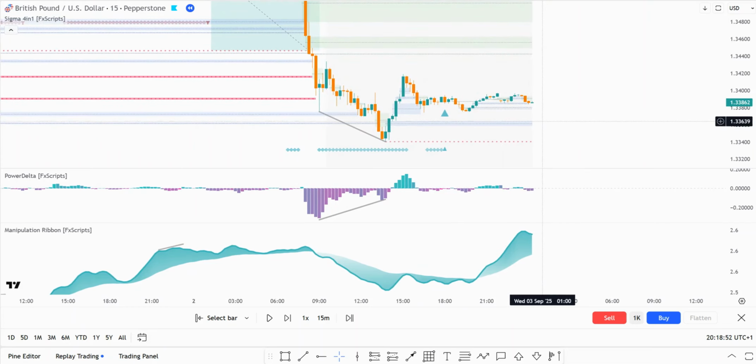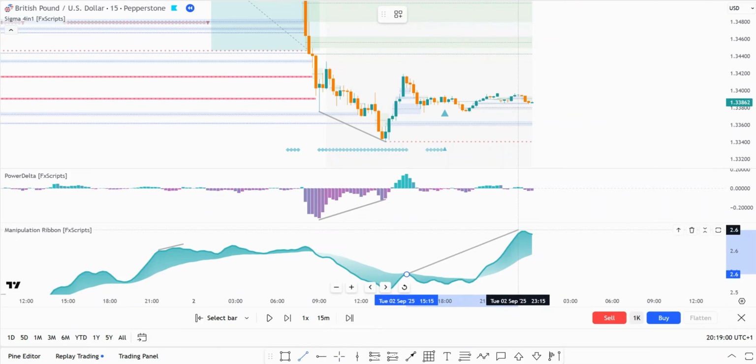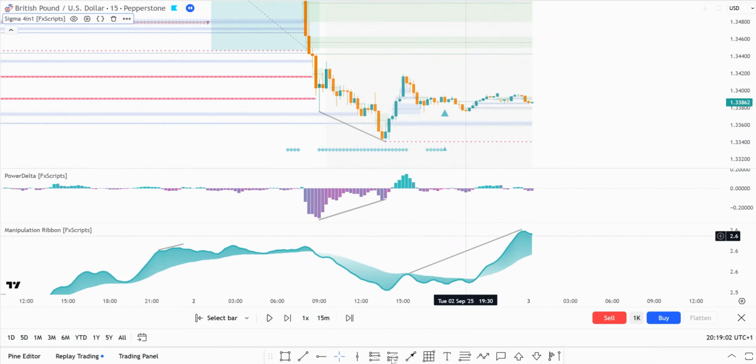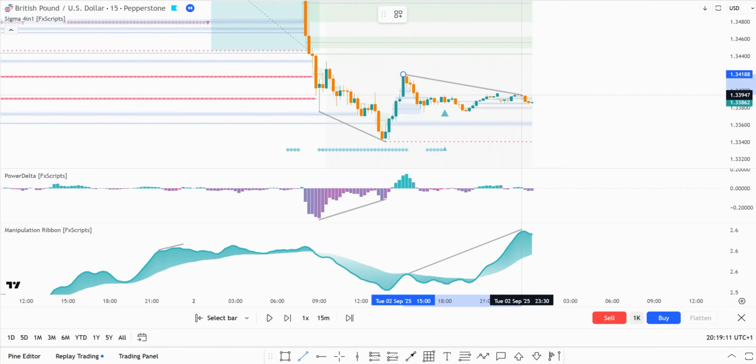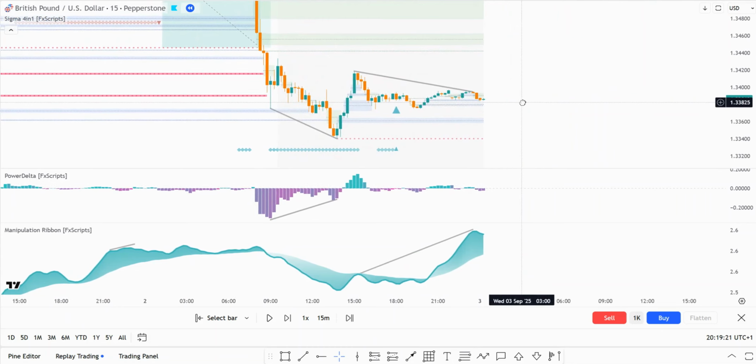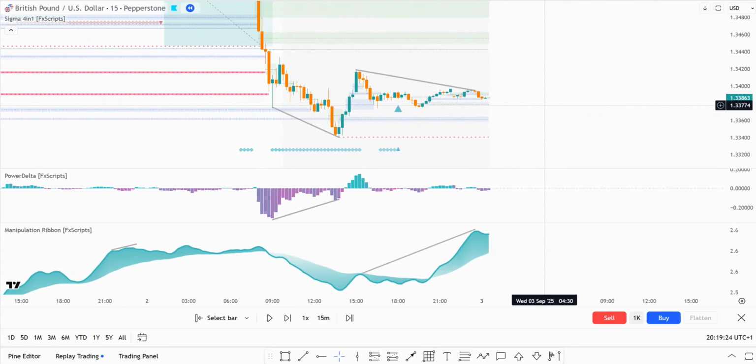Also, the other thing I wanted to point out, you can see the manipulation ribbon here. If you look at the difference between those 2 highs and these 2 highs, you'll see a huge divergence. Now, what this is telling you is price should, in fact, be up here. However, the market makers are pinning it down. They are desperately holding it down because they want to push price back down. They're not ready for it to go yet.